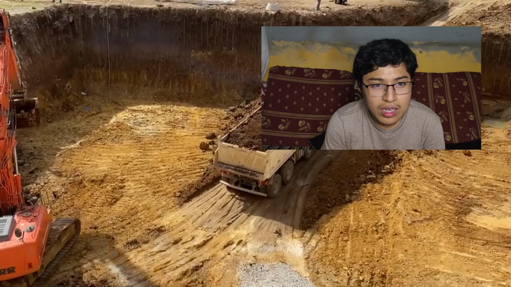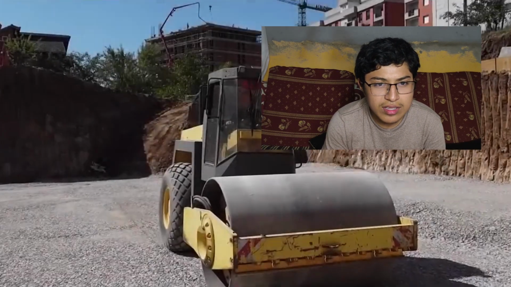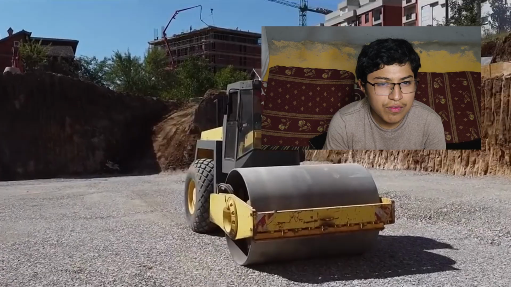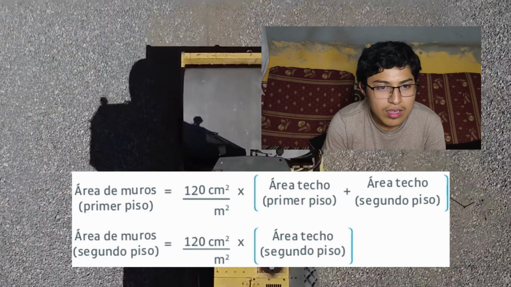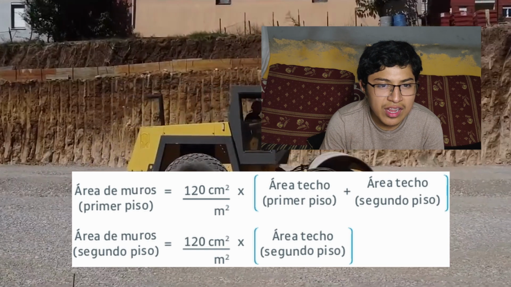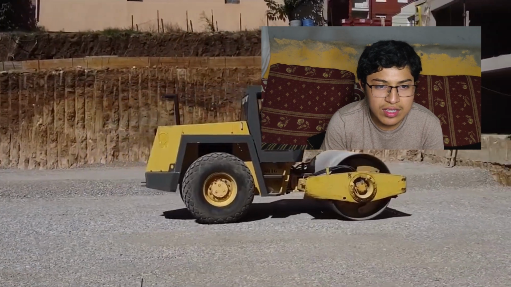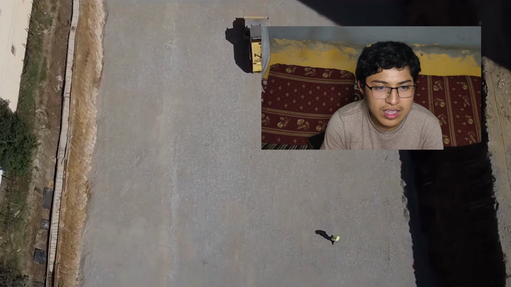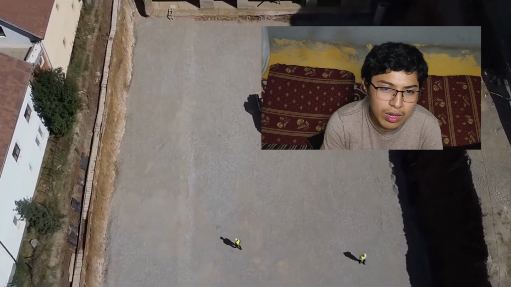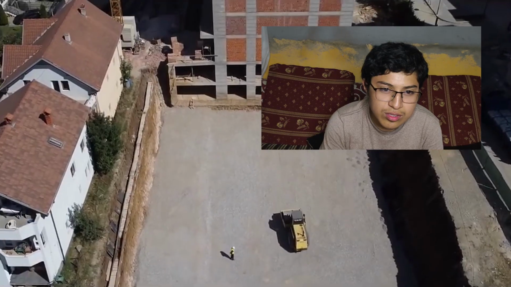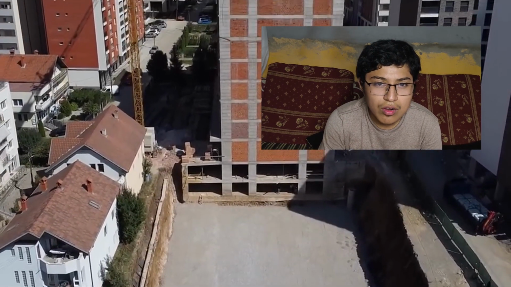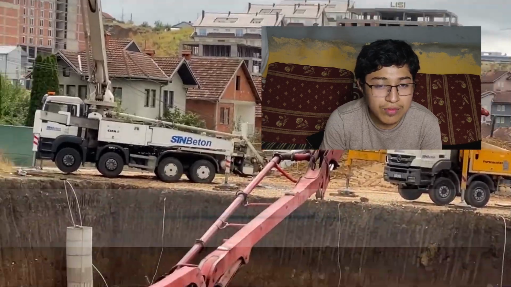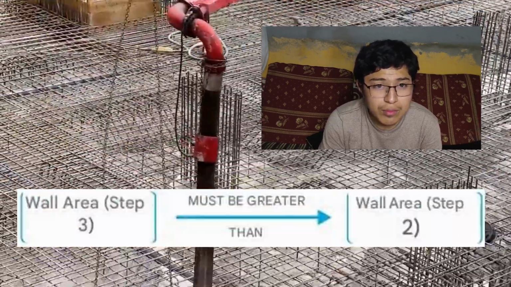Step 1. Calculate the roofed area of each floor in square meters. Step 2. Calculate the horizontal area of confined walls required. Step 3. Calculate the total horizontal area of load-bearing wall you plan to build. Step 4. Compare the result of Step 2 with that of Step 3. The following must be met.